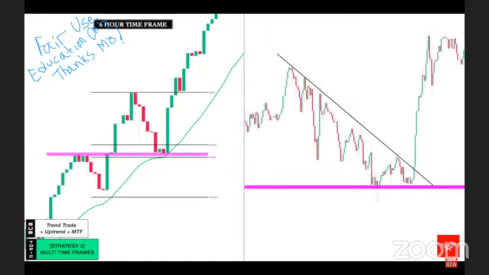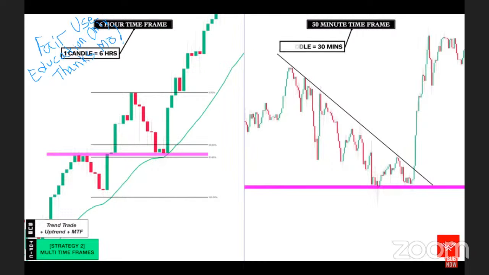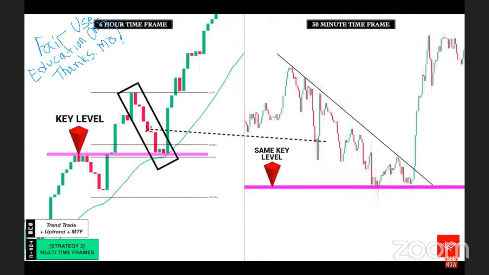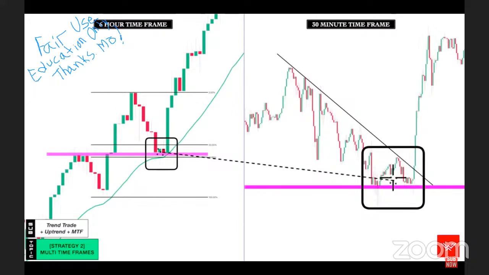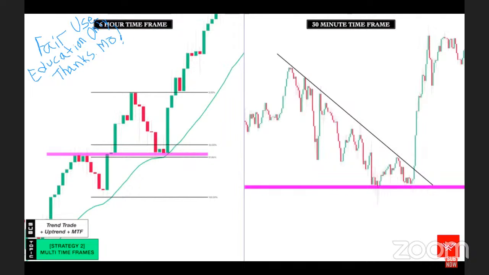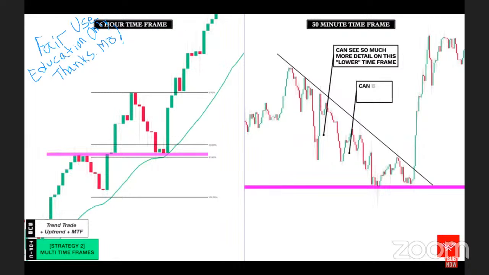The chart on the left is the 6-hour time frame we just looked at, meaning every candlestick represents 6 hours of time. The chart on the right is the same asset, but using the 30-minute time frame, meaning every candlestick represents 30 minutes of time. Same key level, same pullback, same area of confluence. Now, notice how on the 30-minute time frame on the right, you can see so much more detail and can actually see the swings of price in comparison to the 6-hour time frame on the left.